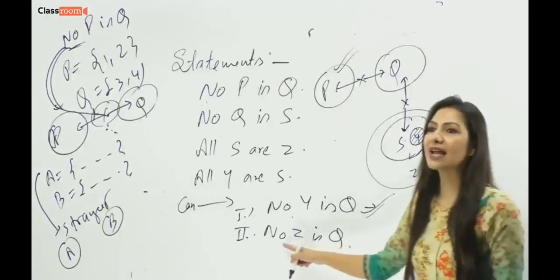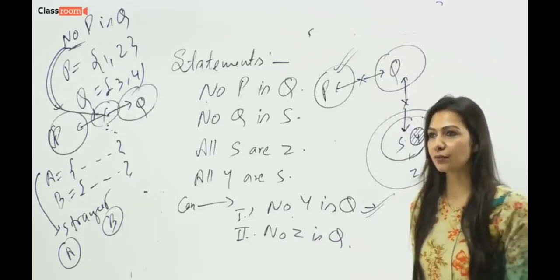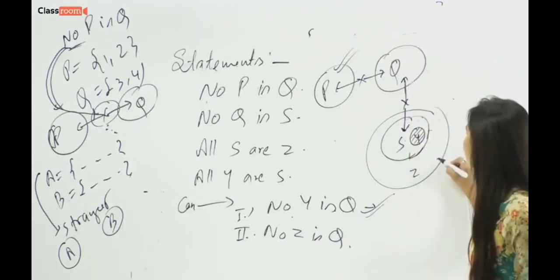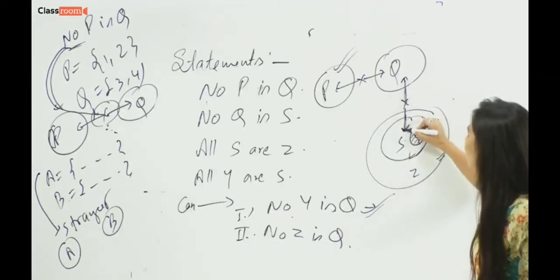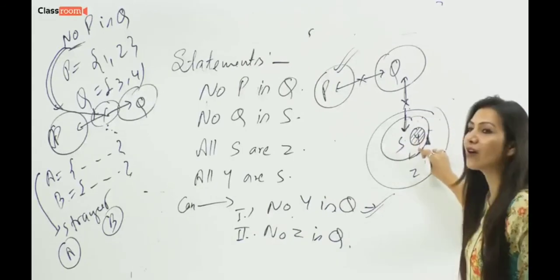Next, no Z is Q. It will be correct if there is a complete cross between Z and Q. Here is Q and here is Z. Q is having a cross which is given to S, but this cross is not for Z, as Z is not inside S like Y.